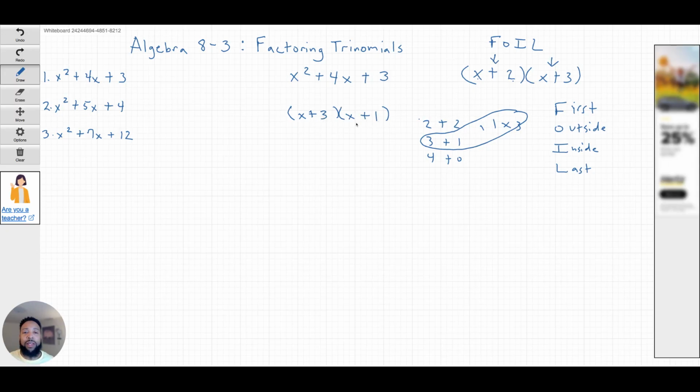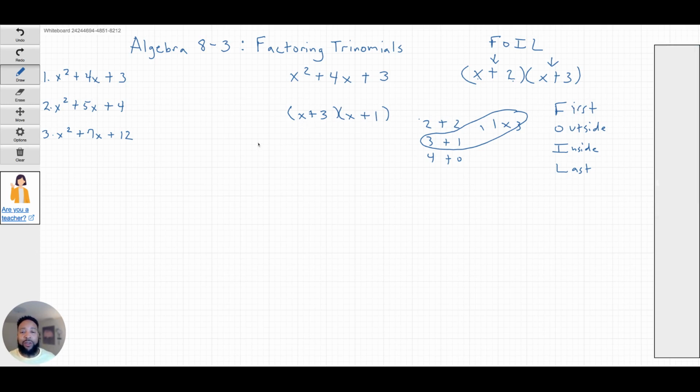3 plus 1 gives you your 4. 3 times 1 gives you your 3. See how that works? So now we're going to use the FOIL method to see if that's correct. FOIL meaning first, outside, inside, last.